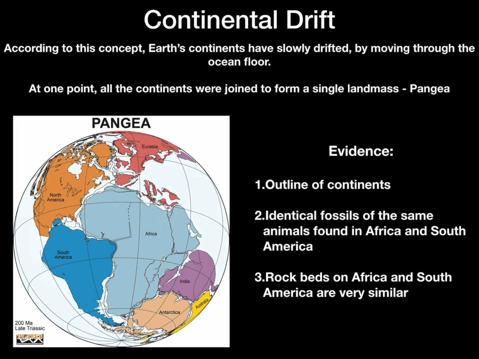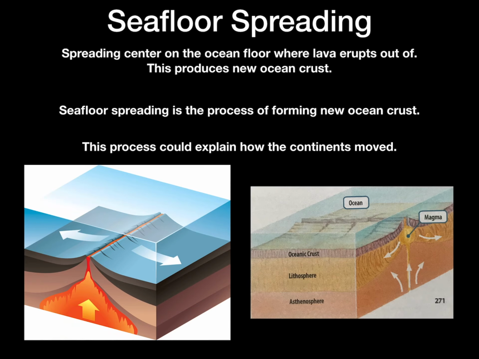And also the rock beds. In other words, when you dig deep down into the earth, you find a lot of rock. And on each continent, most of the time you would expect to find different ones. But in South America and Africa, they are very, very similar, which also leads people to believe that at one point, these continents might have actually been really, really close together.